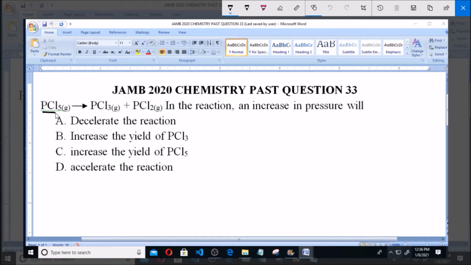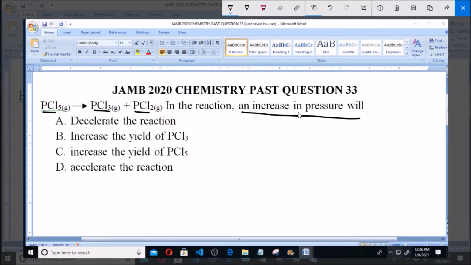Like you can see, PCl5 is in gaseous state, and the PCl3 is in gaseous state, and the PCl2 is in gaseous state. All these are chlorides of phosphorus, that's phosphorus chloride. Now, looking at this, an increase in pressure will have an effect on this equation.